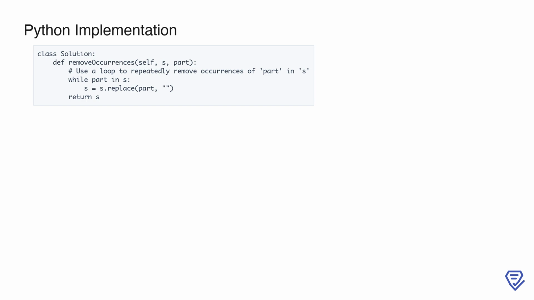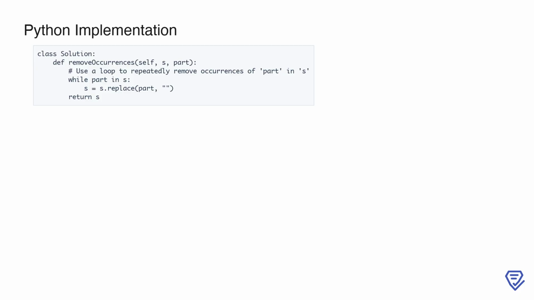This approach is efficient for the problem since it leverages Python's built-in string operations, which are optimized for such use cases. It handles edge cases like when part is not found in S, the loop doesn't run, and the original S is returned. When part overlaps with itself in S, the replace method still works correctly. When S or part is empty, the function behaves as expected.